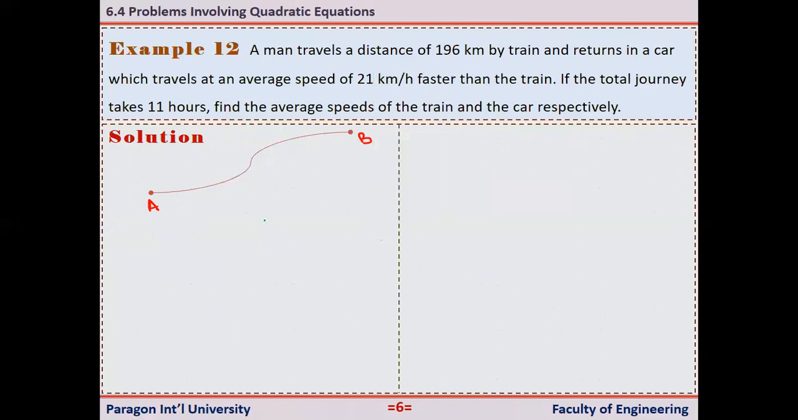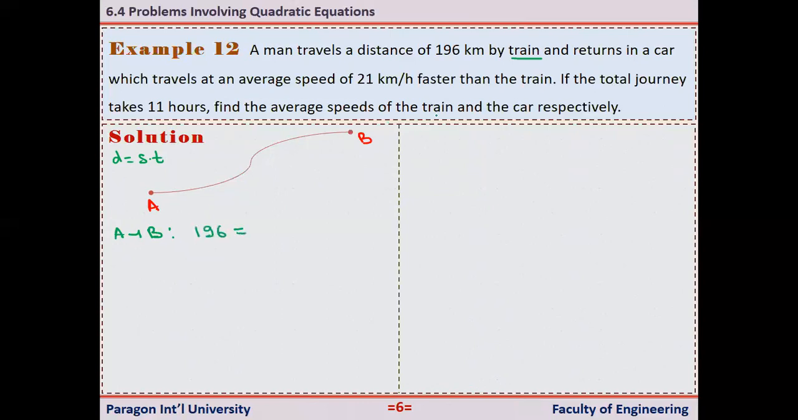Let's use green this time. Okay, so when he's traveling from A to B, and he took the train, the distance between A and B is 196. So we know the distance formula, what is it? Distance equals average speed times time. So the distance is 196 kilometers.